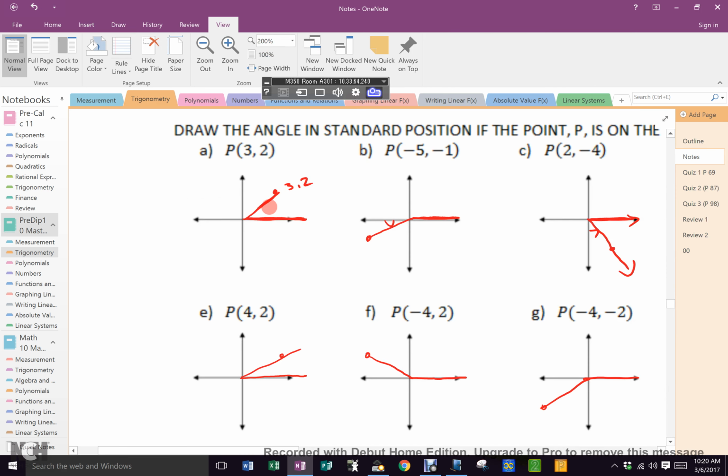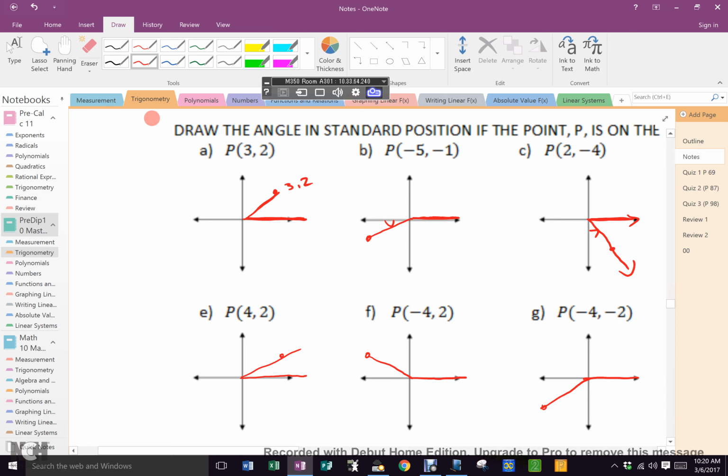All right. Now, this angle that I have made right here, yes? How far did I go this way? 3. How far did I go that way? 2, which gives me this shape. 3 and 2, doesn't it?